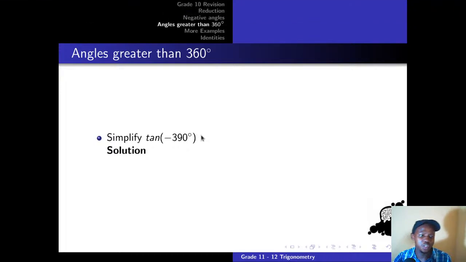Now, here's an interesting one. We have a tan of negative 390. Recall what we said. When working with negative angles, we are in the fourth quadrant. In the fourth quadrant, tan is negative. So I can write this as a negative tan of 390.